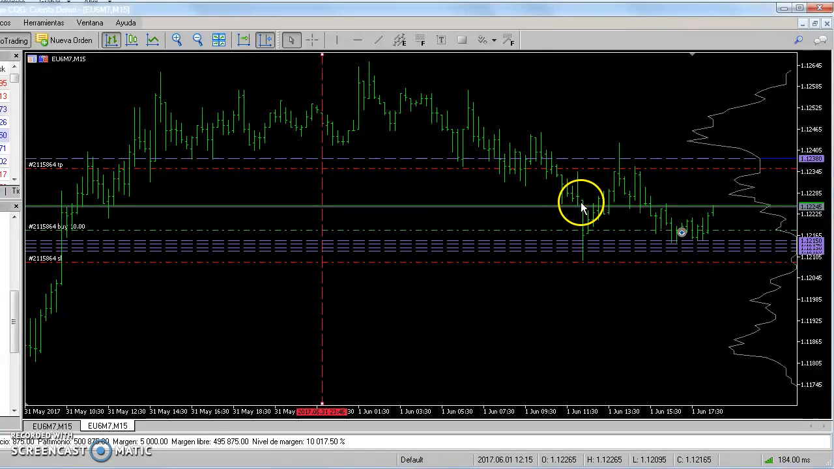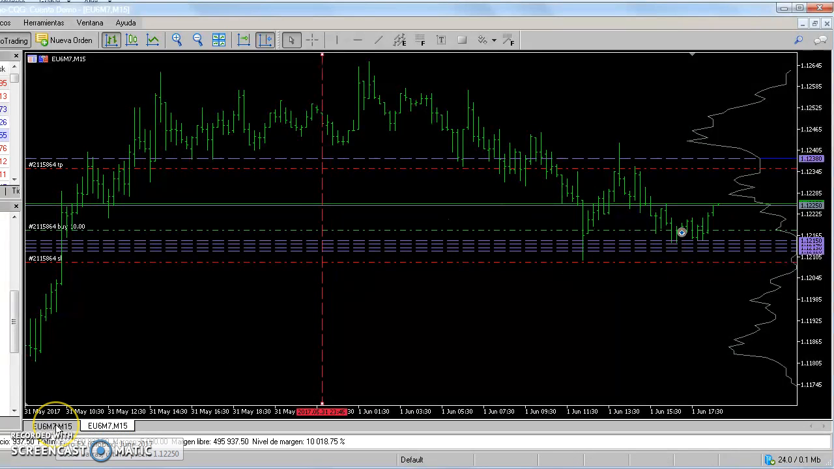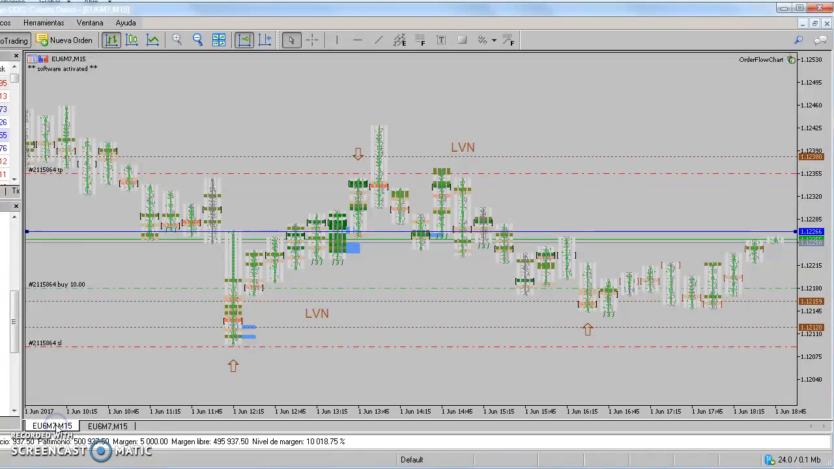But anyway, what I'm pointing out here is that we know the location. We know that this could be used as potential support, which it actually did. But OrderFlow chart gives us the second step in any trading strategy, which is the confirmation. Let's take a look at what is going on inside this one, from the point of view of order flow.